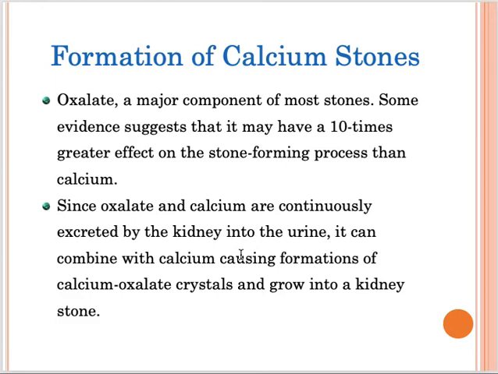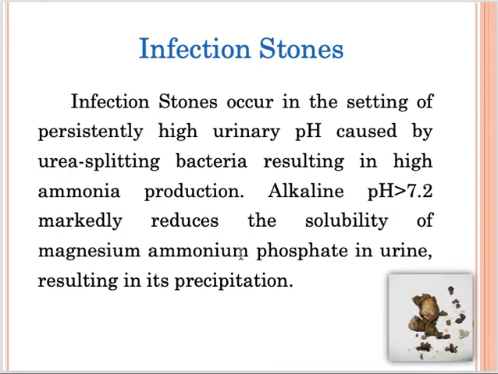And then you will see infection stones. Of course, these occur in people who have high urinary pH, alkaline urine, which is due to bacteria which are urea splitting bacteria.